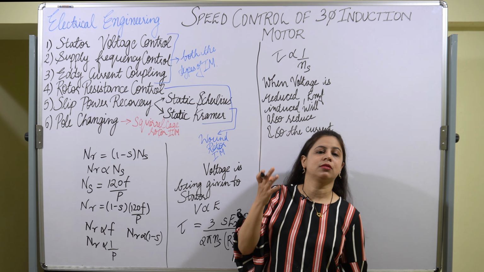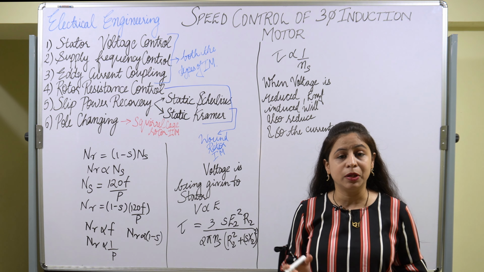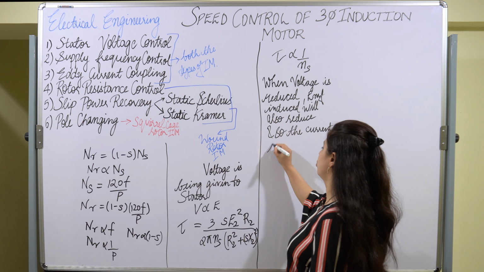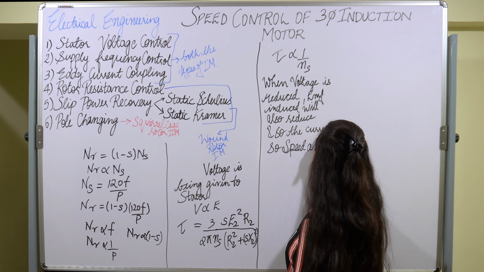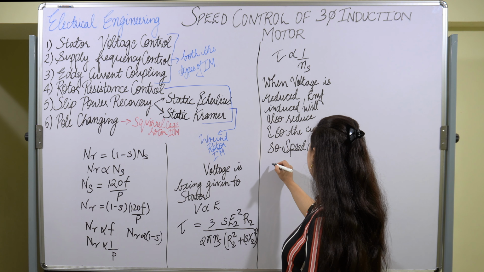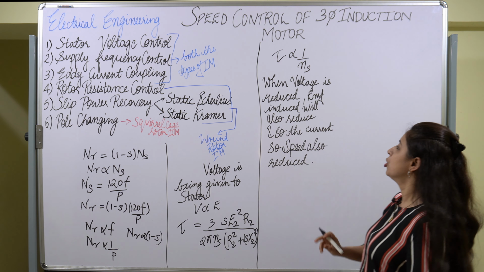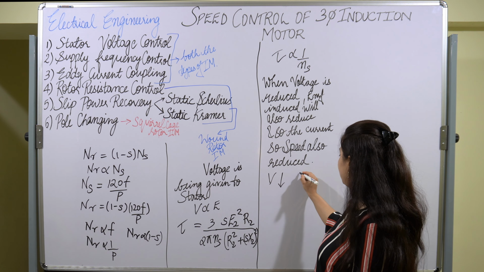And because my current carrying conductor was placed in a magnetic field, it was experiencing a force, so my speed also reduced. Okay. So according to this, when voltage is reducing, my speed NR is reducing.